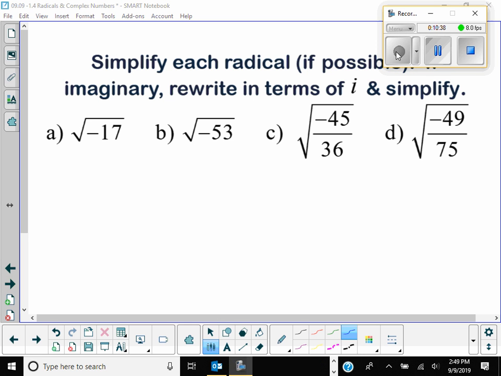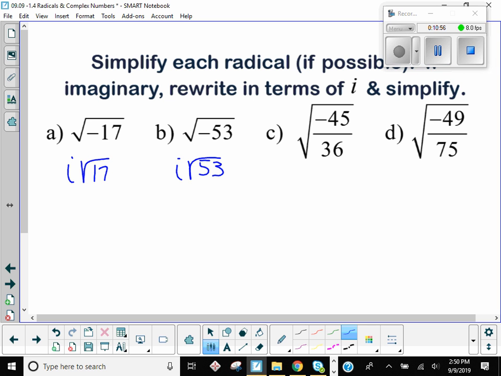They can't be factored. What do we call numbers that can't be factored? Prime. They're prime numbers. But we can take care of what thing? The negative under the radical. Okay, comes out as i. So this is i rad 17, i rad 53. So those could not be factored further because they're prime.